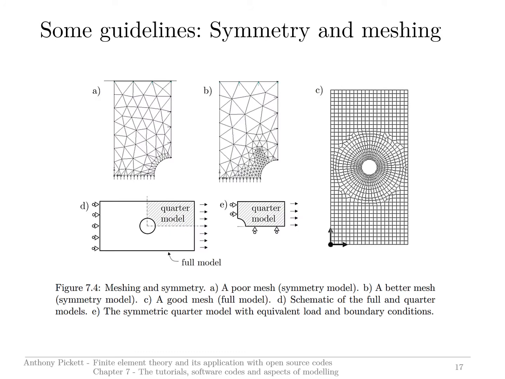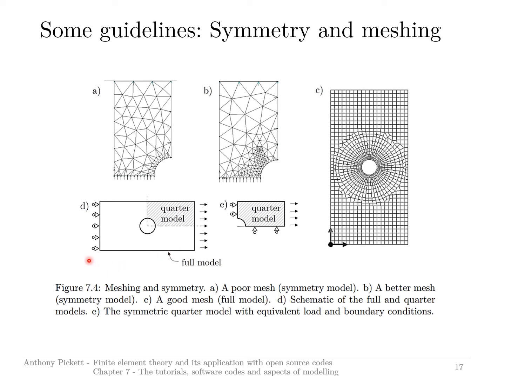Some examples of different meshes are shown here. First of all, just to mention, if you can reduce a model and take advantage of symmetry, this can be beneficial. So, for example, a complete model is shown here, and if you've got symmetry in the loading, so we've got loading here, and essentially this boundary condition is a symmetry of the loading.